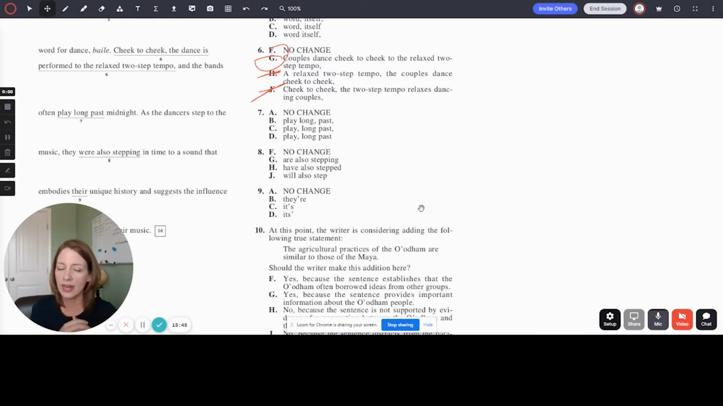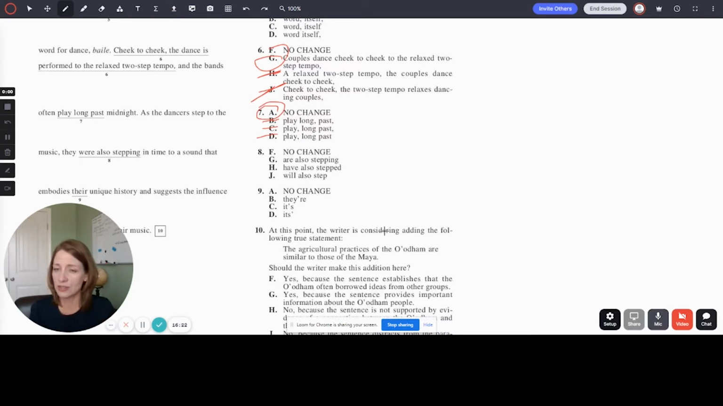So when you're looking at commas, you can also think through, do I need a pause? The bands often play long past midnight. No. All right. That's too much. Too many commas. The bands often play long past midnight. I think it's just describing how often they play, and I don't think any commas are necessary for that one.